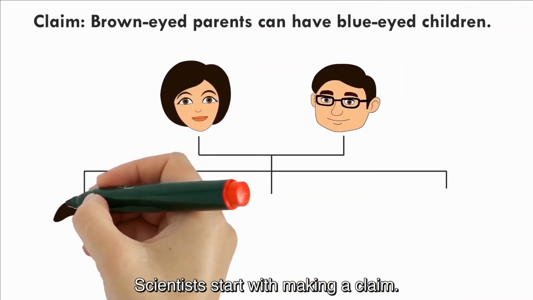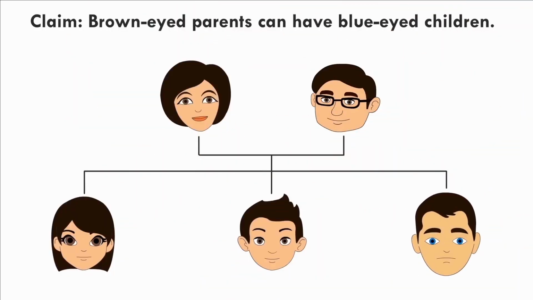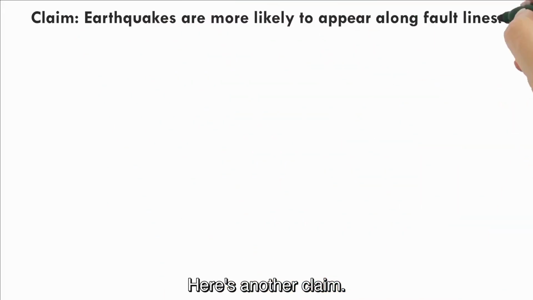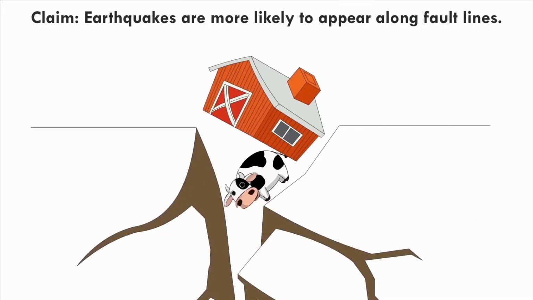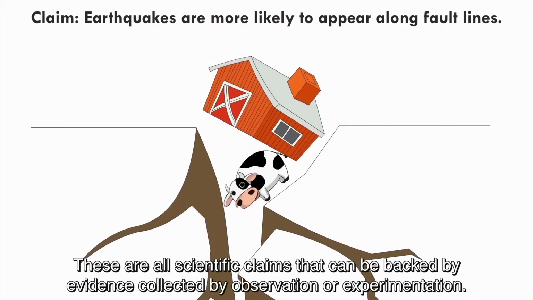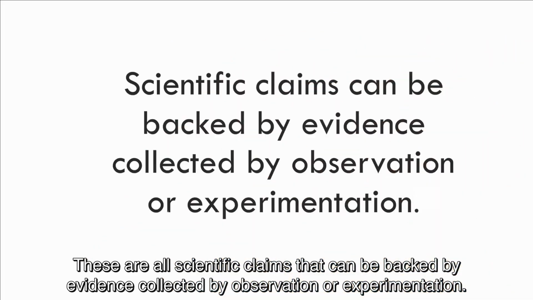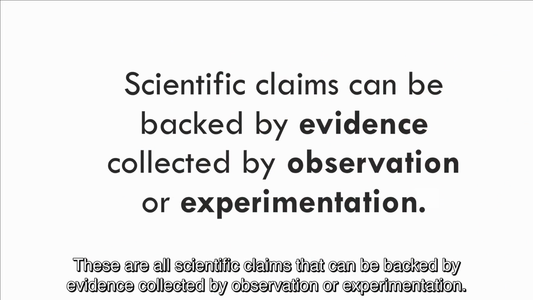Scientists start with making a claim. Claim: Brown-eye parents can have blue-eye children. Here's another claim: Earthquakes are more likely to appear along fault lines. These are all scientific claims that can be backed by evidence, collected by observation or experimentation.